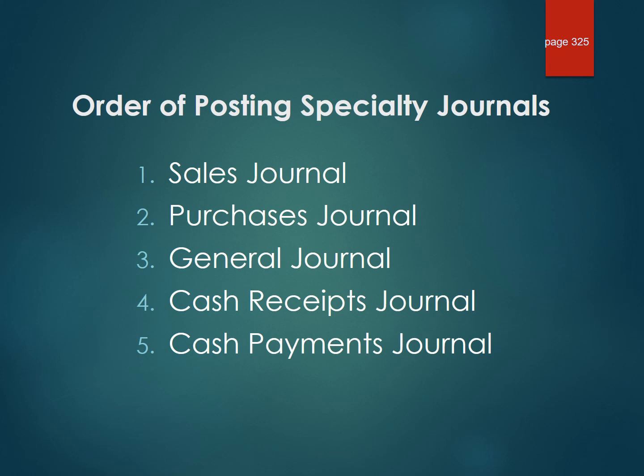The order of posting specialty columns. When you post, this is the order you need to follow. First, post the sales journal. Second, post purchases journal. Third, post general journal. 4, post cash receipts journal. 5, post cash payments journal.